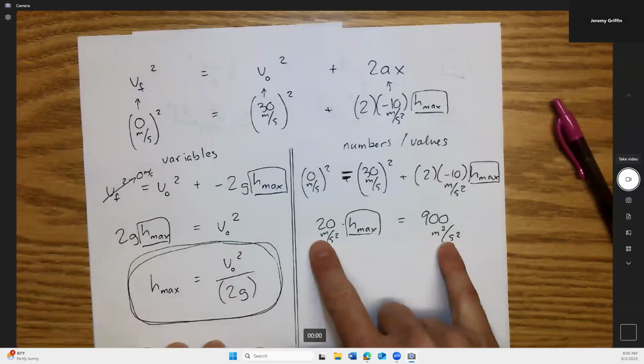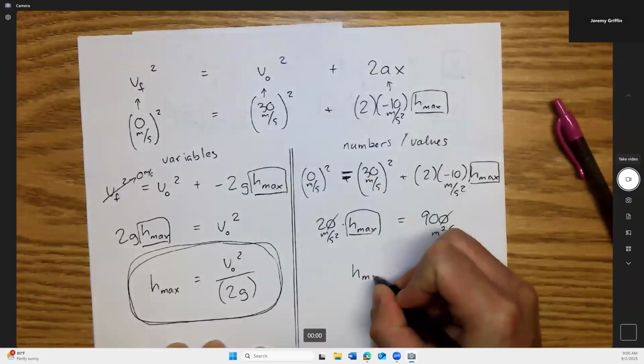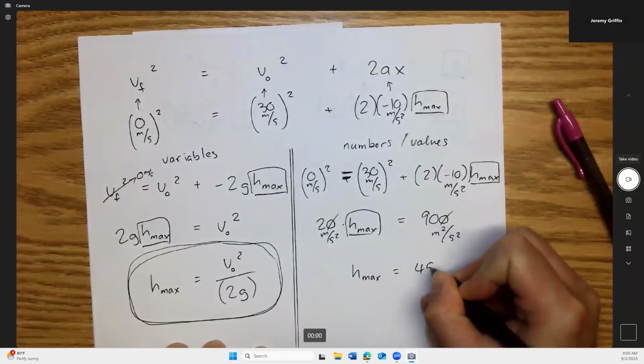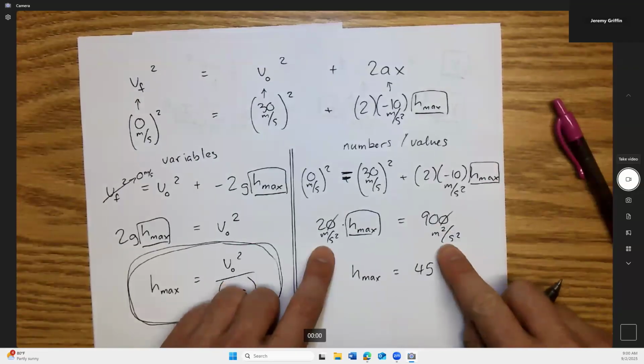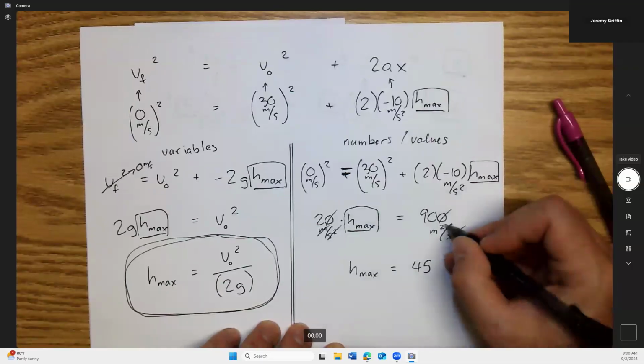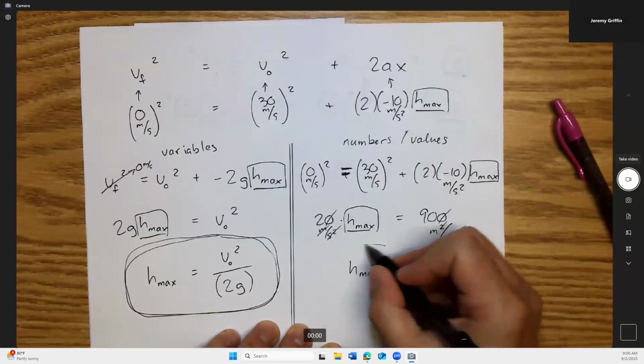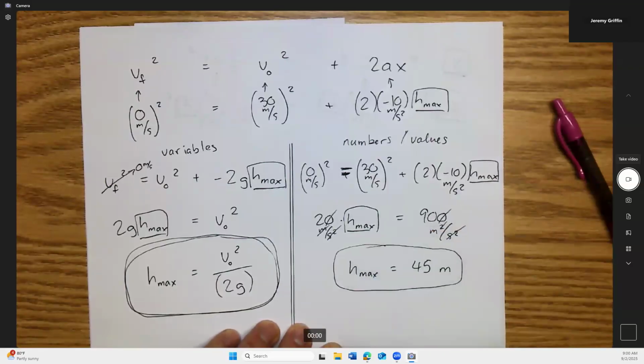Okay, and then this one over here, divide, h max is 45. Then second squared, cancel one of the meters. Left with meters, which describes the height. So the units also work out. Yeah, 45 meters. All right.